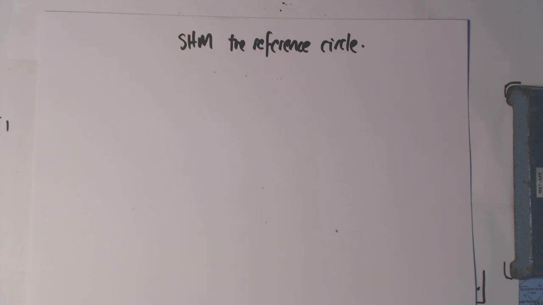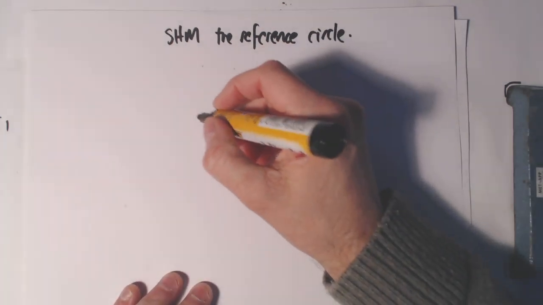What I want to look at here, we've defined SHM, and hopefully you've looked at that video first. SHM, the reference circle. I told you that because the force is changing with SHM, the equations for velocity and displacement are going to be a bit tricky. Remember, the equations with constant acceleration got a bit tricky with kinematics equations. So it is a little bit tricky, and we use something called a reference circle.